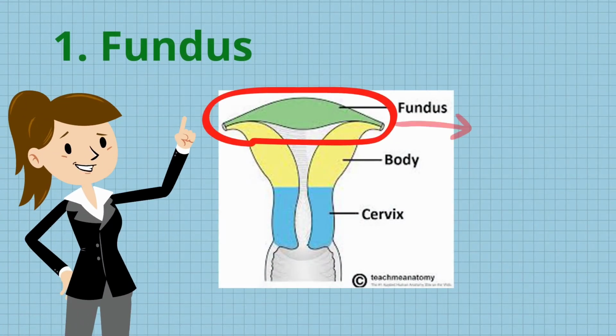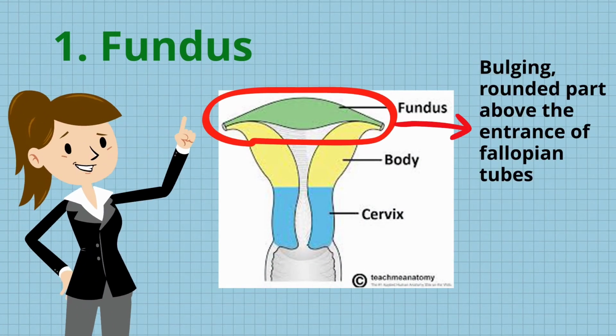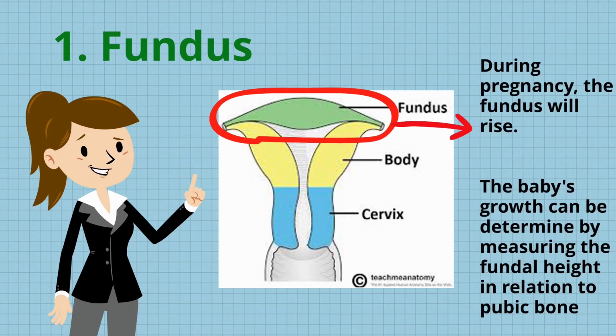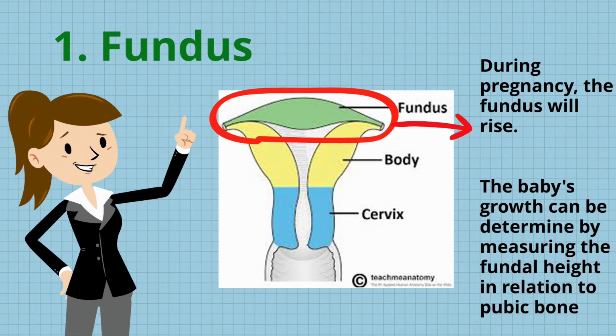Fundus is the bulging, rounded part above the entrance of the fallopian tube. Because the fundus rises during pregnancy, measuring the fundal height in relation to the pubic bone helps determine the baby's growth.